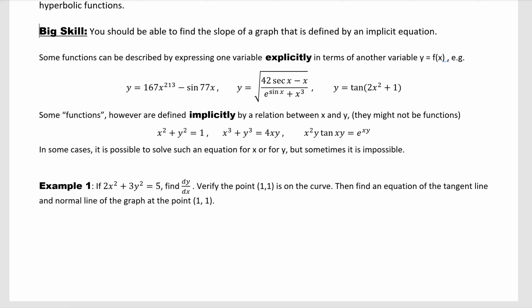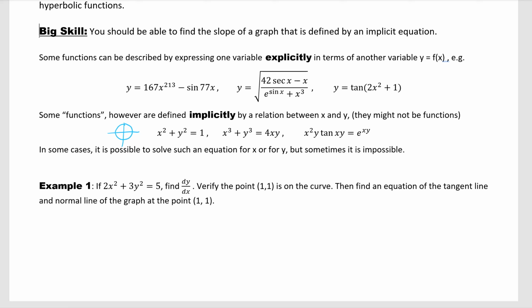Okay? However, some functions, but they might not be functions, be careful. That's why I put quotation marks here. So however, some functions are defined implicitly by a relation between x and y, and they might not be functions. What is this? Well, x squared plus y squared equals 1. This is actually the unit circle. We know the unit circle is not a function because it does not pass the vertical line test. Okay?